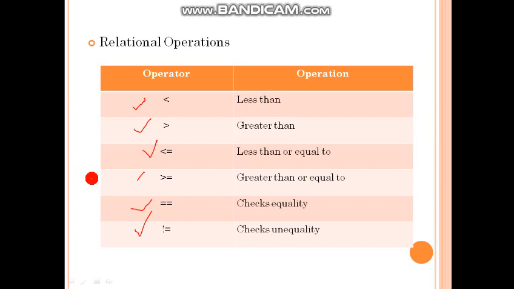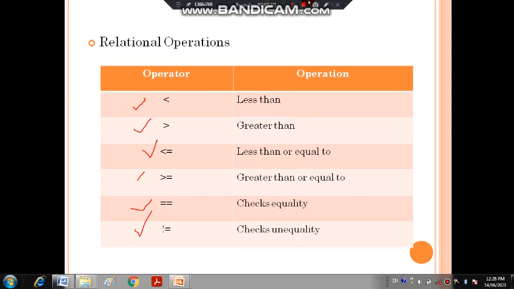These are the 6 operators which we use for showing the relation between 2 operands. In that case, this relational operator is used the maximum number of times in terms of the embedded system. Okay, so thank you very much.